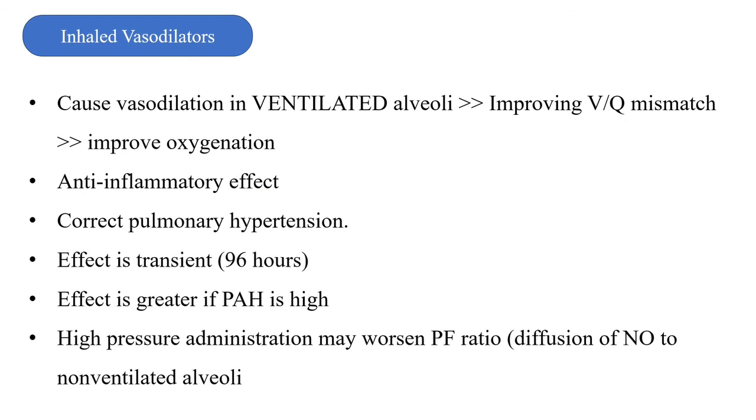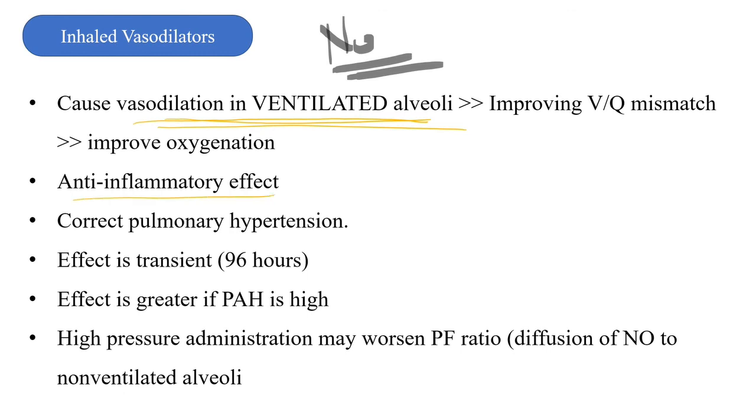The inhaled vasodilators, the use of inhaled nitric oxide. Inhaled nitric oxide has the potential of causing vasodilation in the ventilated alveoli, allowing for improving the VQ mismatch to improve the oxygenation. Also, it has an anti-inflammatory effect, and it could correct the pulmonary hypertension, which can complicate both the ARDS itself and the use of mechanical ventilation. However, its effect is transient.